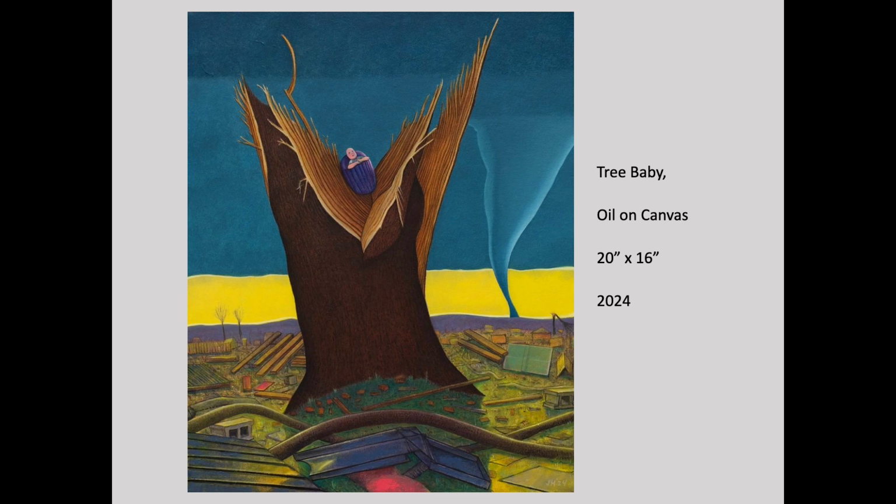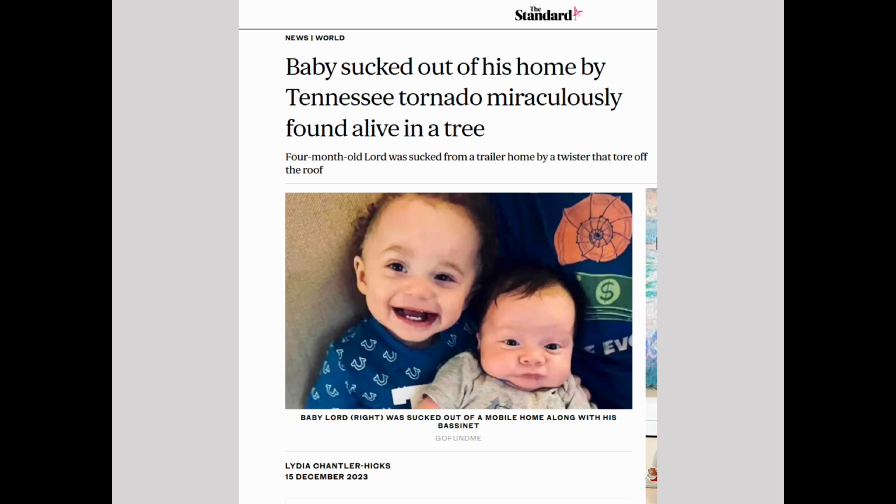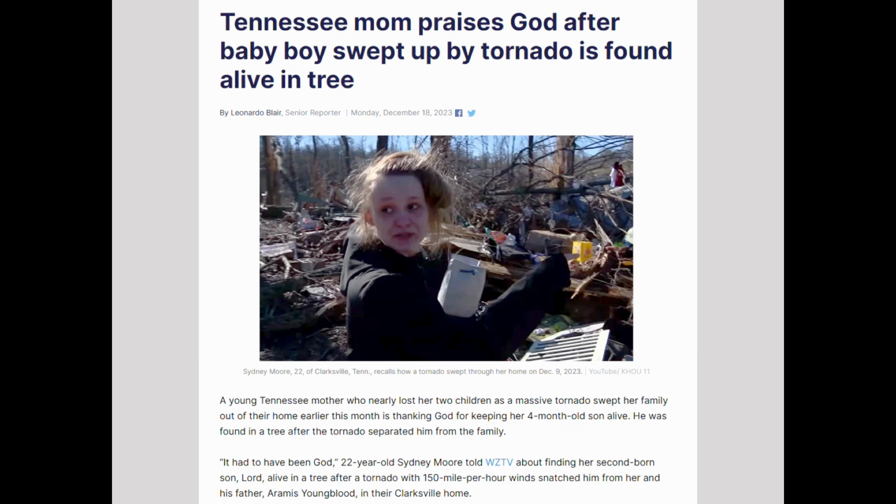It's a fairly recent painting called Tree Baby. This is actually based on a true story. I don't know if you can see this, but there's a tornado, there's destruction, there's a broken tree, and in the middle of the tree, there's a little baby. This happened, I think, in fall 22. There was a tornado that went through Tennessee, with 150-mile-an-hour winds, and the baby was found inside a tree, unharmed, just perfectly preserved. Ironically enough, the baby's name is Lord, L-O-R-D. Tennessee mom praises God. And again, that's another story you cannot get out of your head.